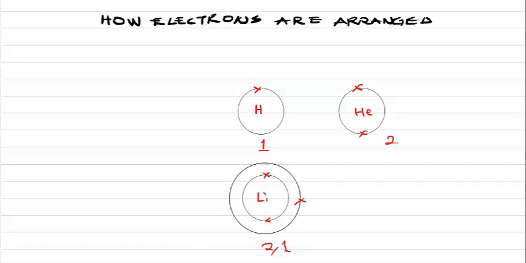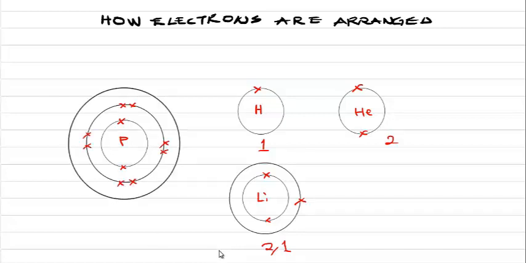So let's look at the element number 15, which is phosphorus. Because phosphorus is the element number 15, it means it has 15 electrons. So 2 electrons will go to shell number 1, and 8 electrons will go to shell number 2, and the remaining 5 electrons will go to shell number 3. So the short form will be 2, 8, 5.